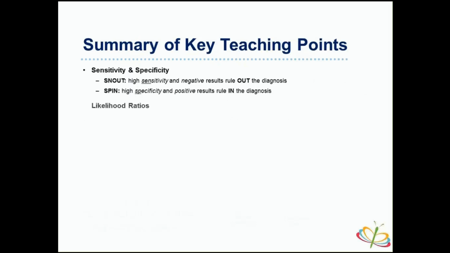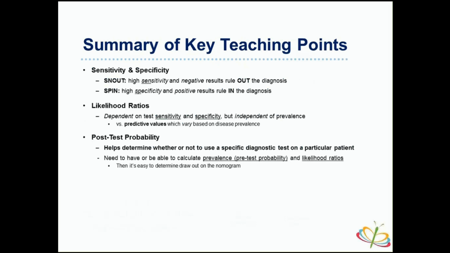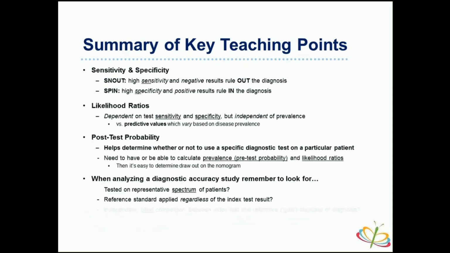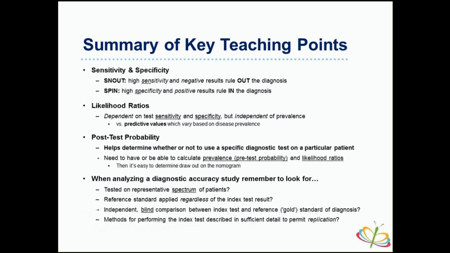All right, let's go through it. Really quick, a summary of teaching points from some of the more dry stuff I had to go through. Now, SpIN: high sensitivity and a negative result rules out the diagnosis. High specificity and a positive result rules in the diagnosis. Likelihood ratios are dependent on test sensitivity and specificity, but independent of the prevalence, unlike positive and negative predictive values.